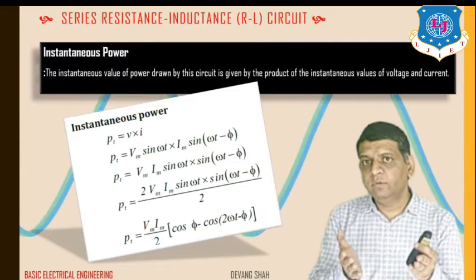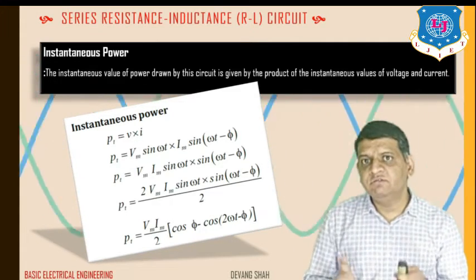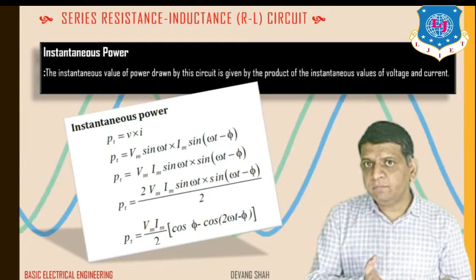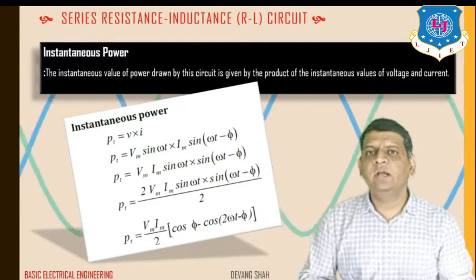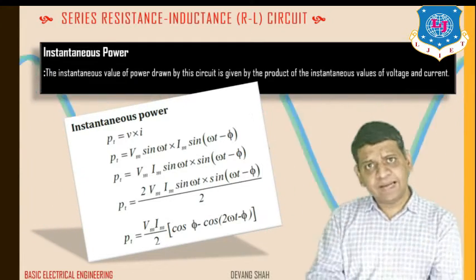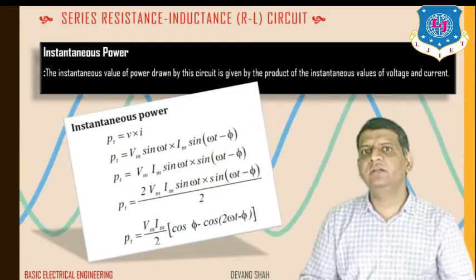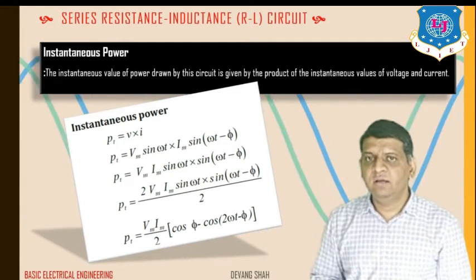Now, again, you will find two important terms. One term is Vm Im by 2 into cos φ. Another term is Vm Im by 2 into cos(2ωt − φ). Since it is cos 2ωt, the second term is defined as a fluctuating term, so the average value of this fluctuating term is defined as 0.